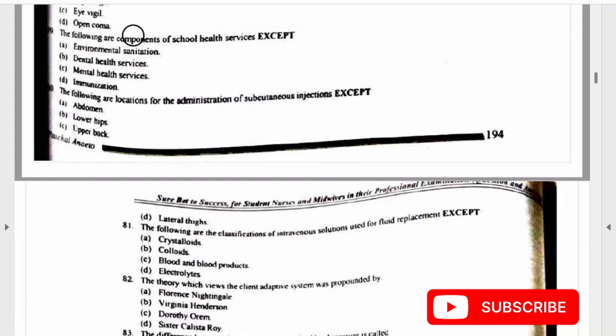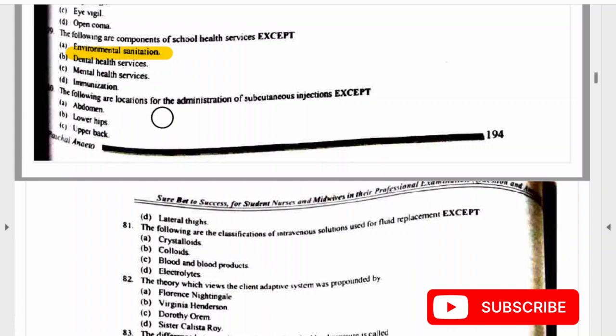So let's take the next question. The following are components of school health services except. If you have not been reading your community health, please go back to it, or your community nursing. The answer here is, let's see, all of them. This is just an odd one out question. Actually, the answer here should be environmental sanitation. It's not a component of school health services. So please go and check it out. Just search on Google components of school health services and they will bring them out for you with their explanation, but this is not part of it, I'm very sure. So let's go to the next question.